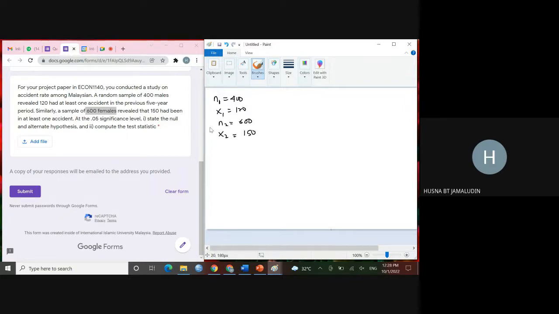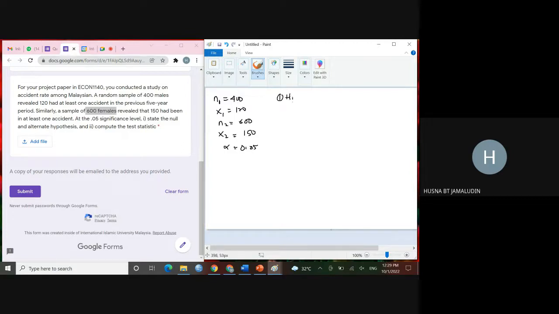At the 0.05 significance level, this is definitely your alpha. State the null and alternate. So you know that you have 2 samples, and you are given n and x. So this refers to proportion. This information should clearly direct you which formula you have to use. Whether it is 1 sample or 2 sample, it should tell you exactly what they are.